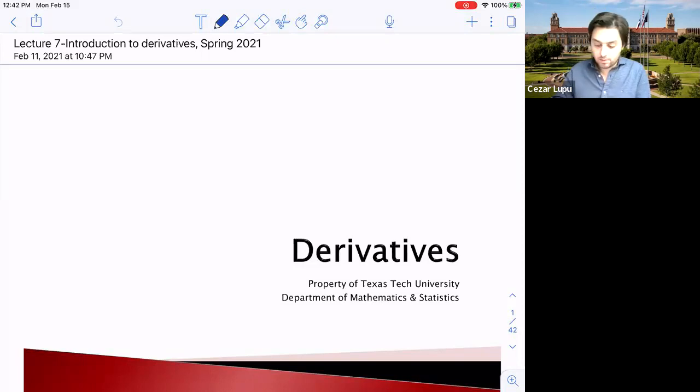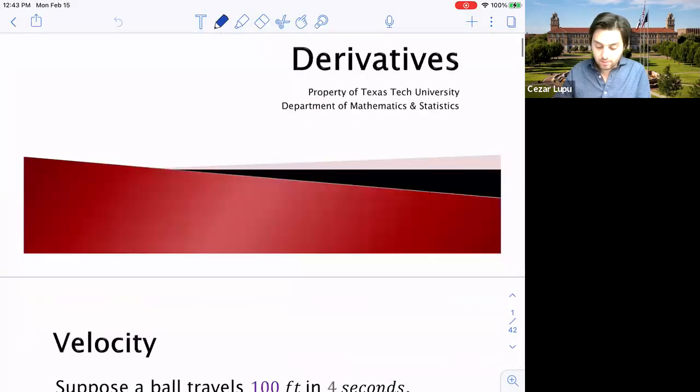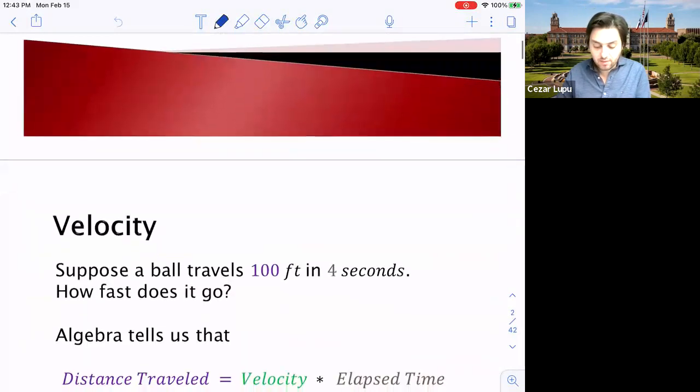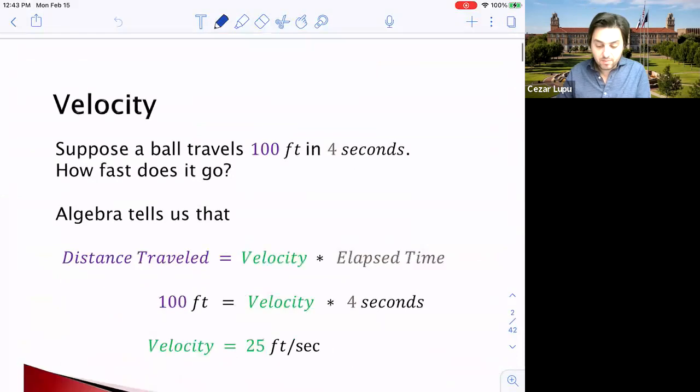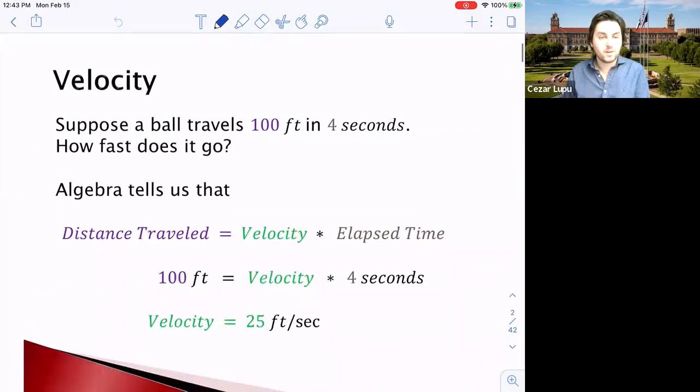Let me start with what is in fact a derivative. And let me say something that you will usually learn in an introductory physics class. So let's talk about velocity. Let's forget about the derivative for the moment, and let's talk about velocity.